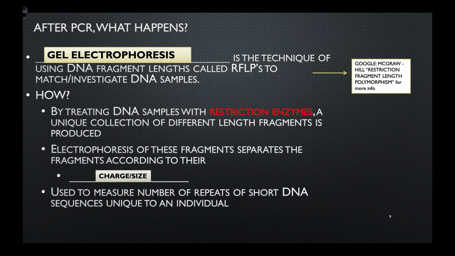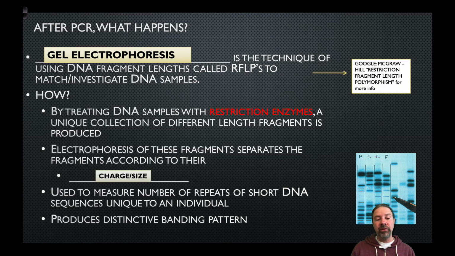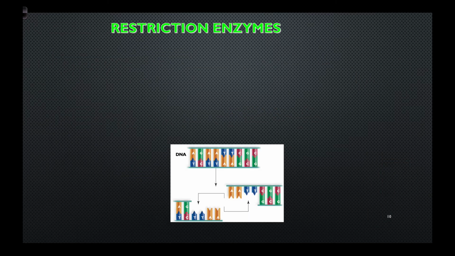This process will also be used to measure the number of repeats of short DNA sequences that are unique to an individual. So remember the end goal here. We're trying to determine how one person's, whether they're victim or perpetrator, DNA can be connected to a crime scene or to each other. When we do this, it will produce a unique, very distinctive banding pattern. If you look down here in this picture, you can see that there's almost what looks like a barcode for these letters here. We'll go into what that means in the slides ahead.